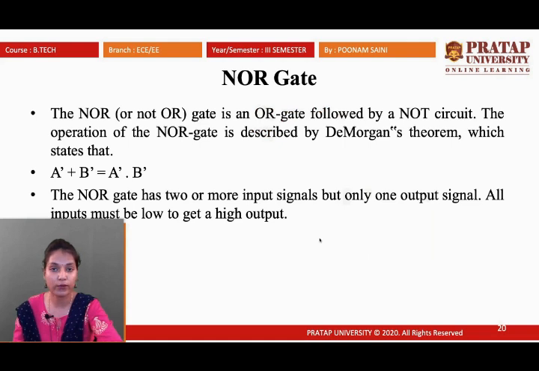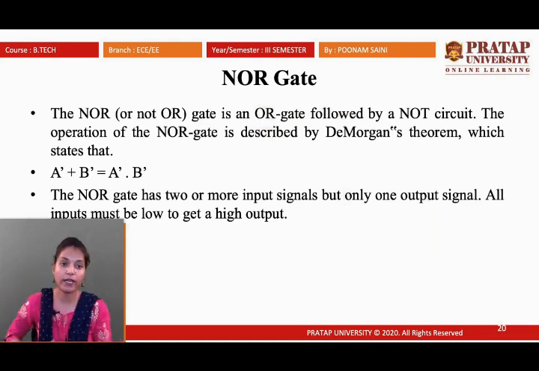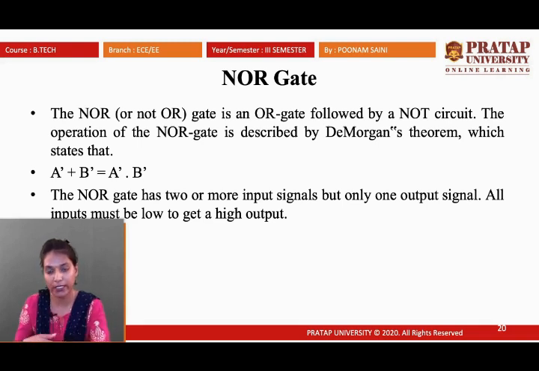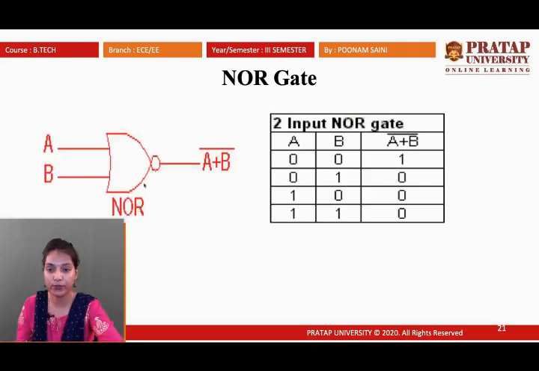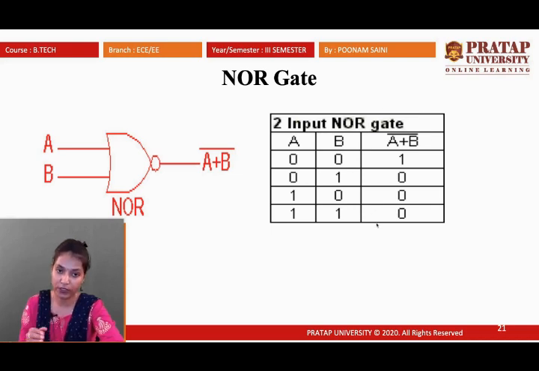So next is the NOR gate. What is a NOR gate? A NOR gate is an OR gate followed by a NOT gate. So the signal goes through the OR gate and then the NOT gate, and after the NOT gate we get our result. A and B are the inputs and (A plus B) bar is the output. For the OR gate alone, 0 plus 0 is equal to 0, 0 plus 1 is equal to 1, 1 plus 0 is equal to 1, and 1 plus 1 is equal to 1. After this, the NOT gate operation is performed.